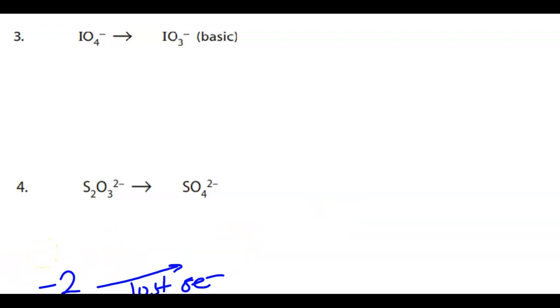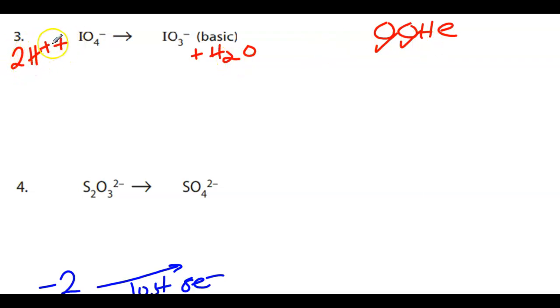All right, so let's take a look up here. So we're going to do the same thing. The only difference is there's going to be an extra step at the end that we're going to do, okay? So other atoms is just iodine. So then that's done, 1 and 1. Oxygens, we have 4 versus 3. So we know we're going to need to add a water to the product side, right, to get it to be 4 and 4. Hydrogen, we have 2 on the product side. We need 2 on the reactant side to make our hydrogens equal.